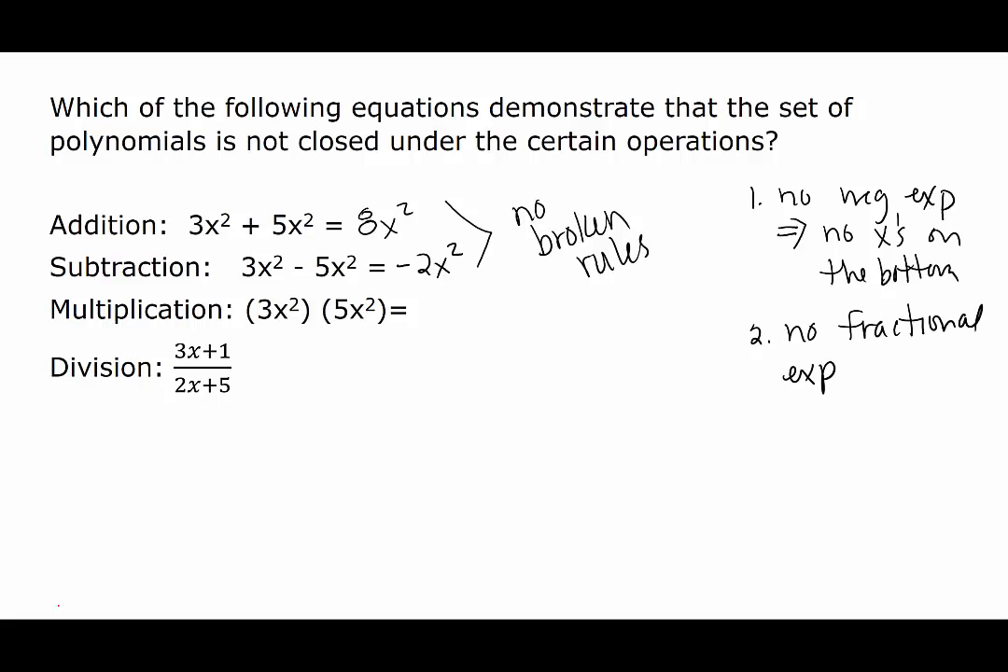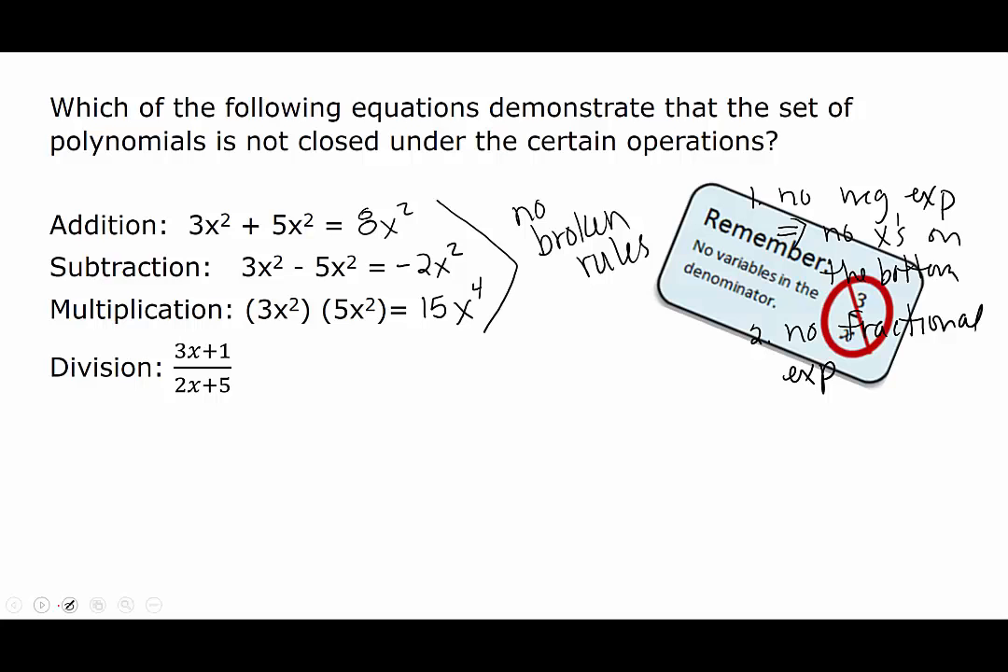Multiplication of polynomials. You multiply the coefficients and you add the exponents. So I took a polynomial times a polynomial and I got a polynomial. There is still no broken rules. Division. I take a polynomial divided by a polynomial. I have now jumped out of the group of polynomials because this breaks the rule. Remember, no variables in the denominator.